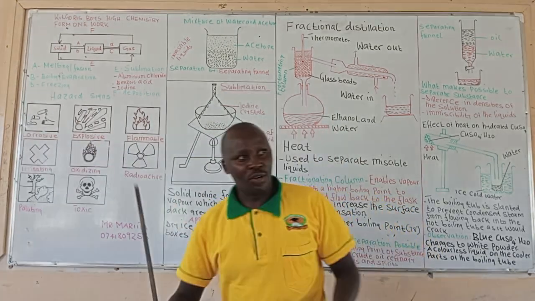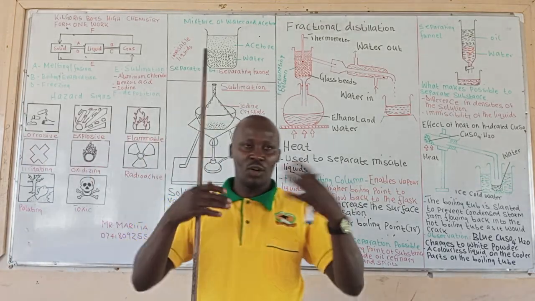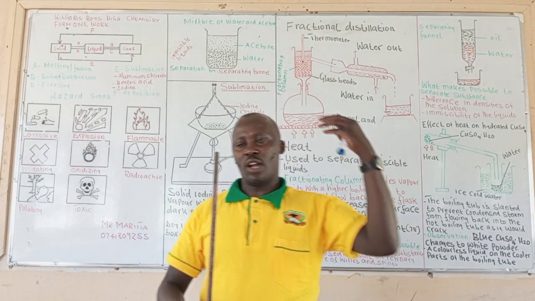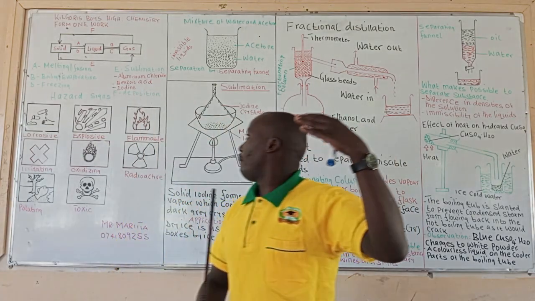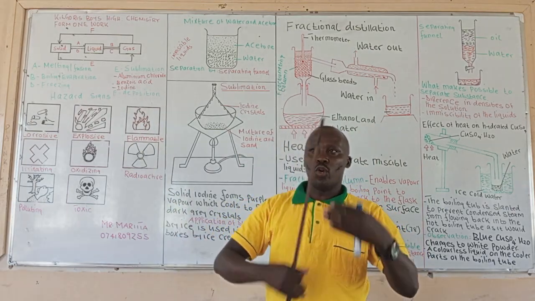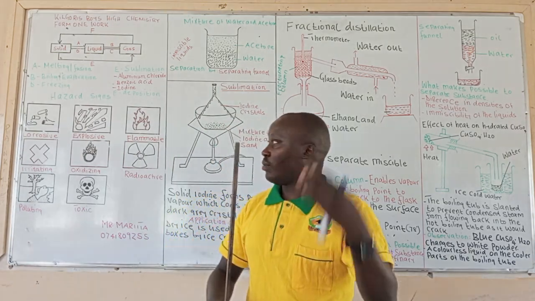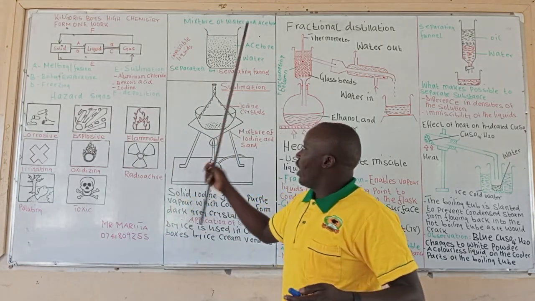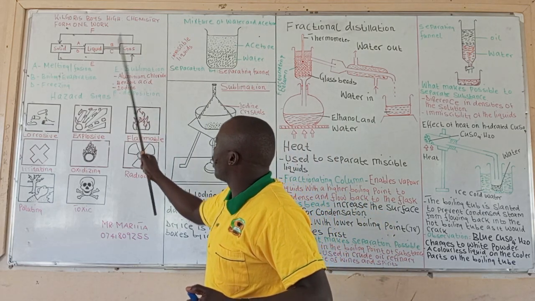What are some of the examples that undergo such processes? If you are asked to give examples, you mention aluminum chloride, iodine, and benzoic acid. Those are some of the examples of substances which can undergo sublimation, and at the same time they can undergo deposition.